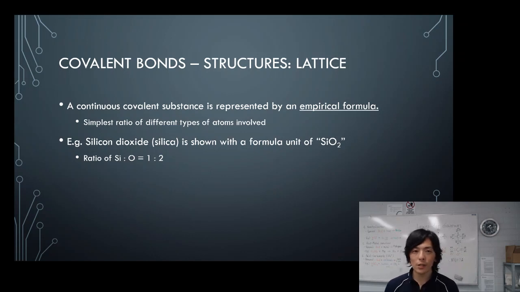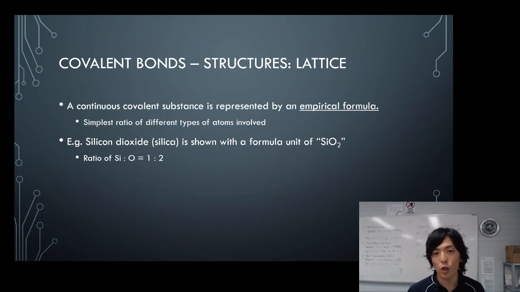For lattices, you just look at the simplest ratio of what makes it up. The simplest ratio is shown with what's called the empirical formula. SiO2, for example, is an empirical formula, the smallest ratio, instead of saying Si2O4 or Si3O6. It's just the simplest ratio. SiO2 is an empirical formula.